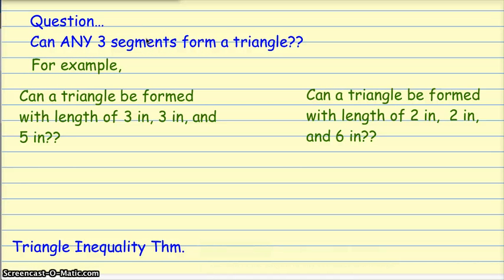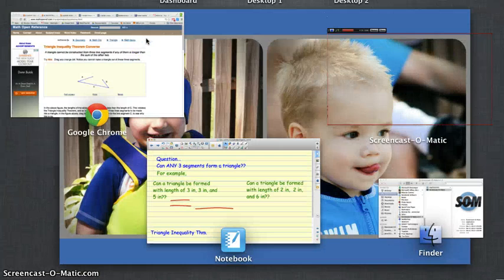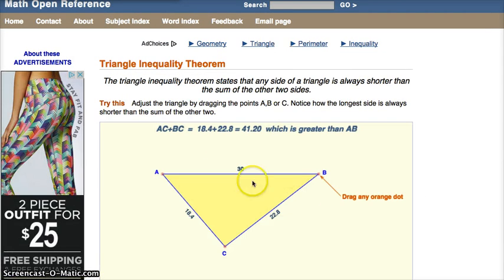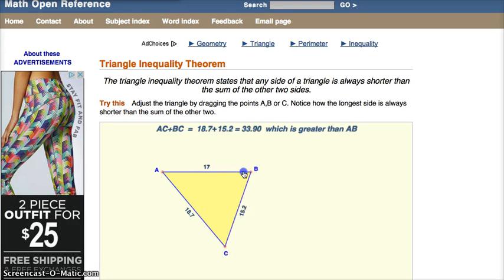inches, and 5 inches? So if you were to have a line segment of 3 inches, another one of 3 inches, and one of 5 inches, could you manipulate these in a way so that you could actually make a triangle? And I have an animation that does that. So let's see what we can do.